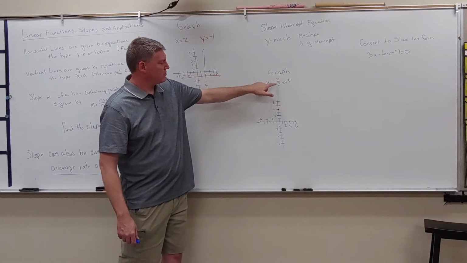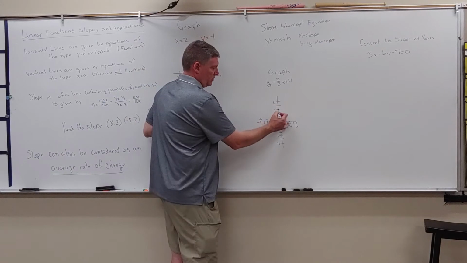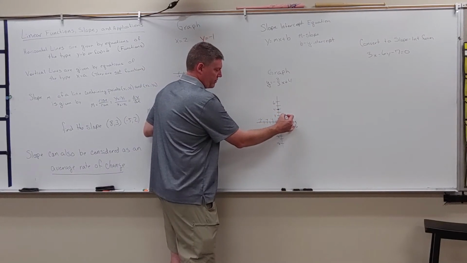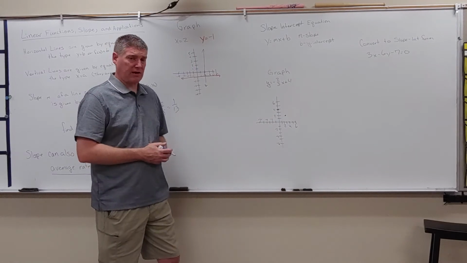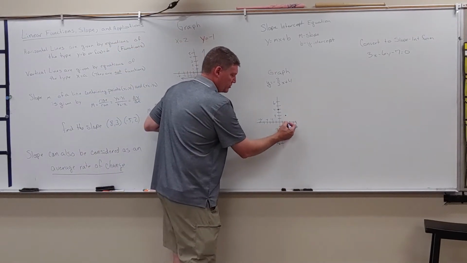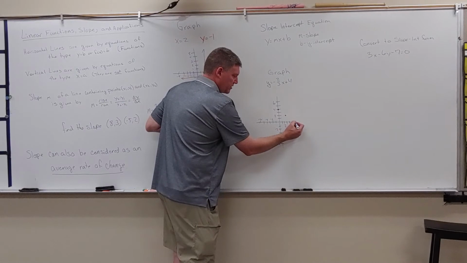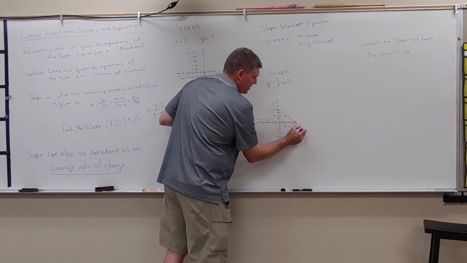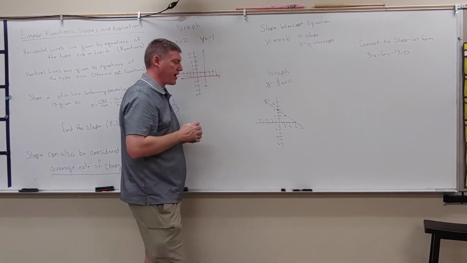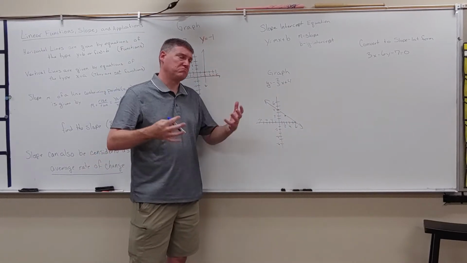So I'm going to go down 2, and then right 3. There's my second coordinate. I could continue to plot coordinates that way. Down 2, right 3, there's another coordinate, and I'm going to connect those. I'm going to draw my line through those points. There's my graph. You really only need 2, but we did 3.